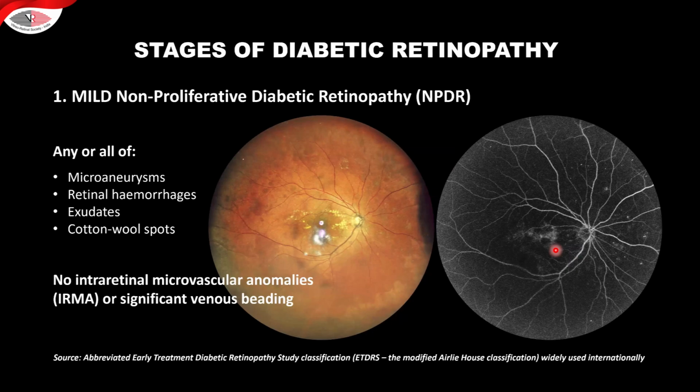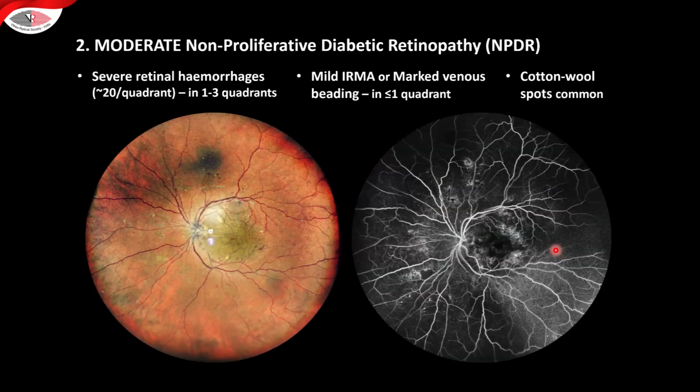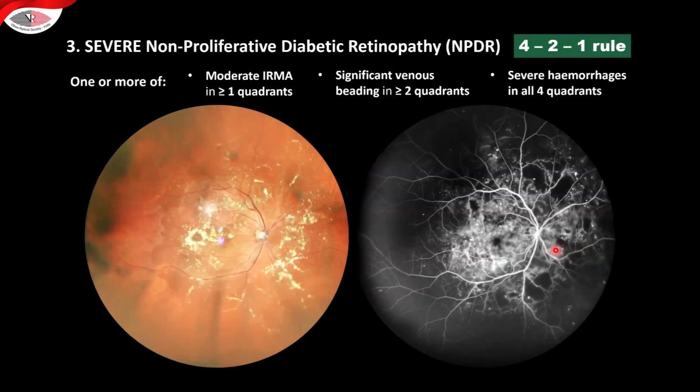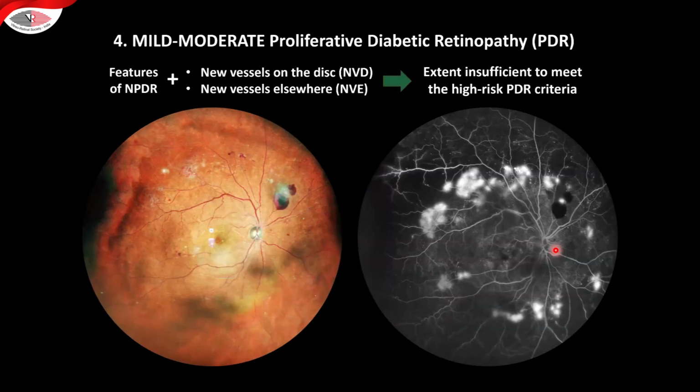So the stages of diabetic retinopathy clinically: mild non-proliferative diabetic retinopathy, we might see microaneurysms, hemorrhages, exudates, cotton wool spots. Then you go to the moderate non-proliferative diabetic retinopathy, where there would be more severe hemorrhages, mild IRMAs or marked venous beading less than one quadrant, or cotton wool spots. When you go to the severe non-proliferative diabetic retinopathy, you could have one or more of moderate IRMAs in more than one quadrant, significant venous beading in two quadrants, severe hemorrhages in all four quadrants.